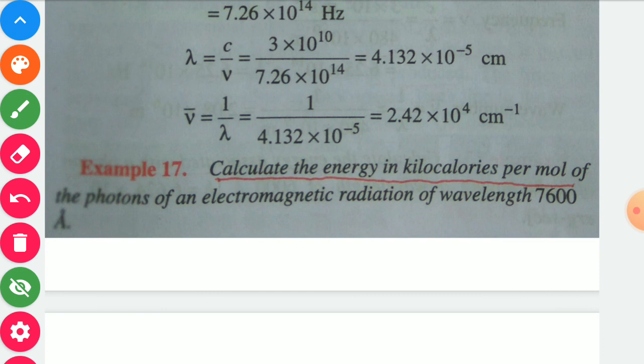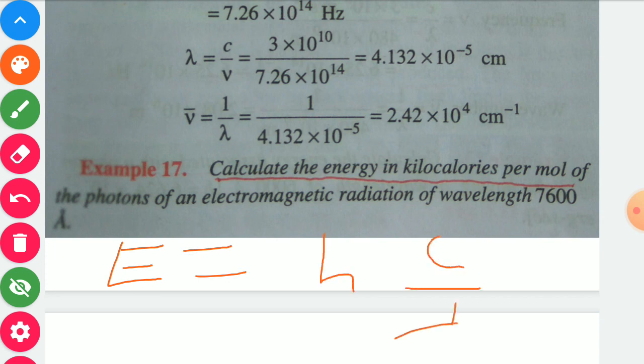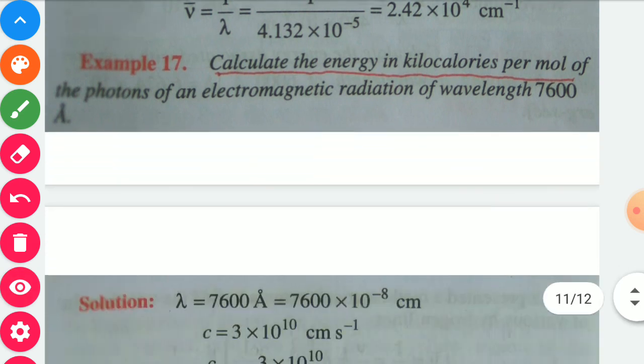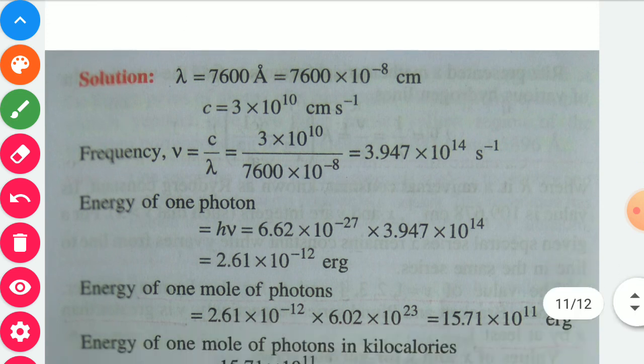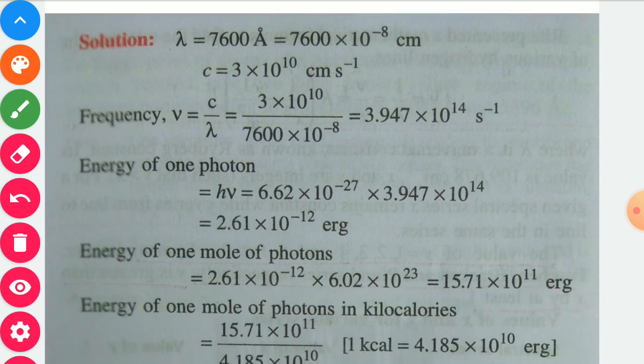So we may find out energy E. You know that energy E is equal to h c upon lambda. But for 1 mole of photons, we have to take N, the Avogadro number. 1 Avogadro number means 6.023 into 10 power 23. So if we put the value, then we may find the answer. Nu is c by lambda, so we can find the frequency and then put the value, or directly put the value, the answer will be the same.